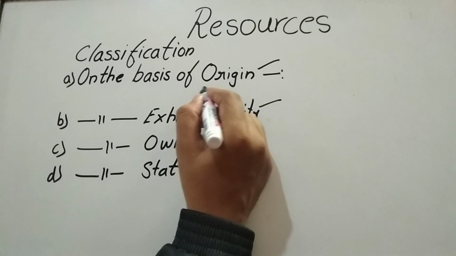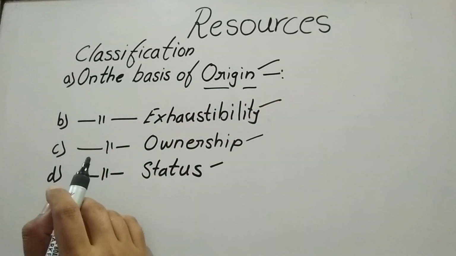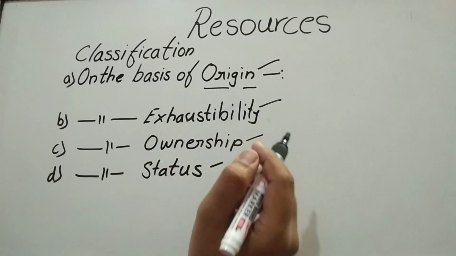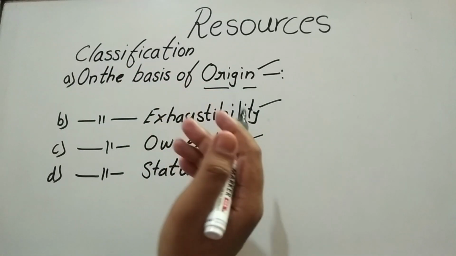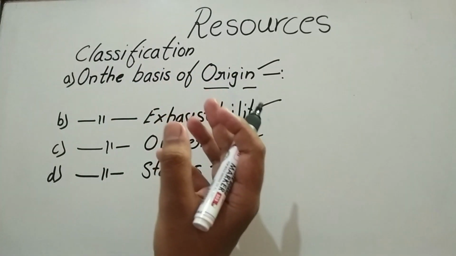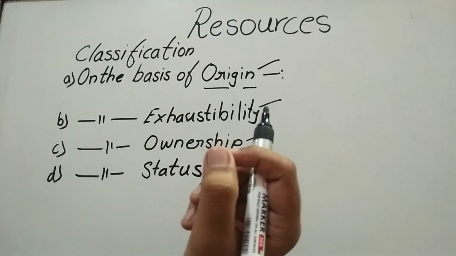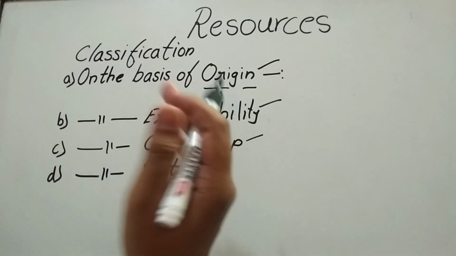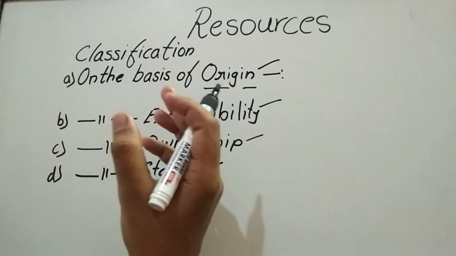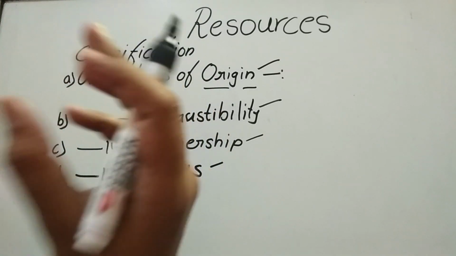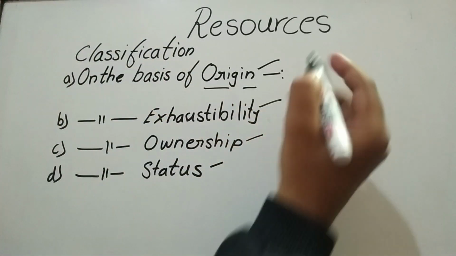What do you understand by the word origin? Okay, I'm asking the question to everybody. What do you understand by the word origin? Origin means उगम. कहाँ से हमें ये मिलते हैं? ये सारे resources हमें कहाँ से मिलते हैं? On the basis of origin, the resources are classified further.